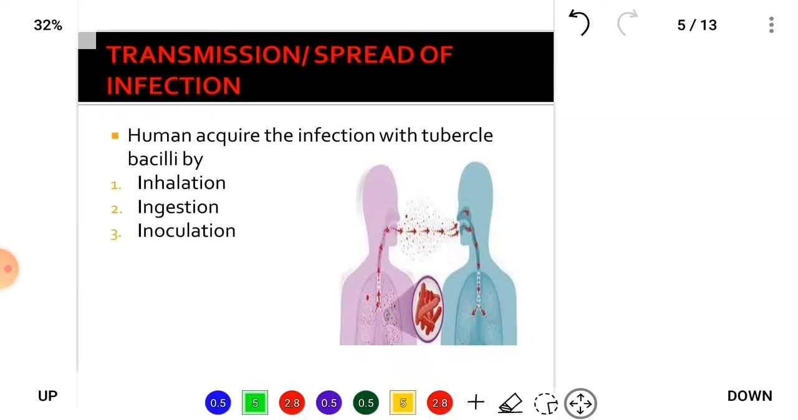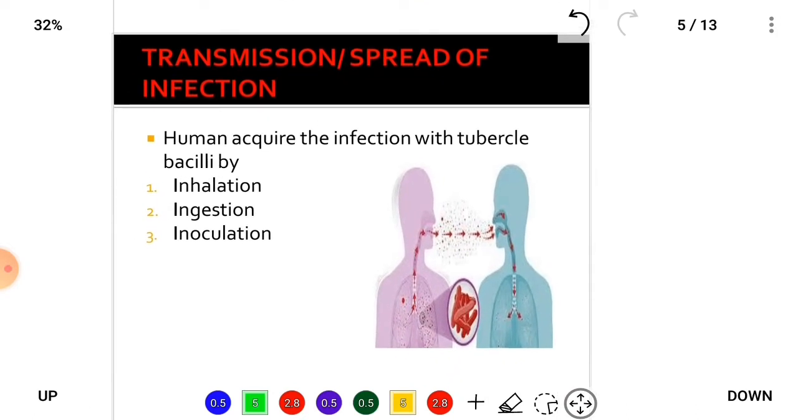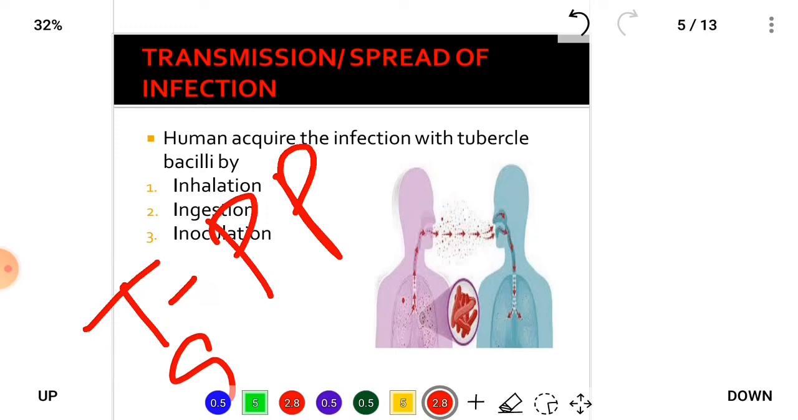After that, we will see the transmission and the spread of the infection. As I have mentioned, there is a difference between the two. Transmission means when the infection gets transmitted from one person to another person. Spread means, inside the body of the infected person, the disease spreads from one organ to another organ. In short, transmission of the infection is from person to person and the spread of the infection is from organ to organ.